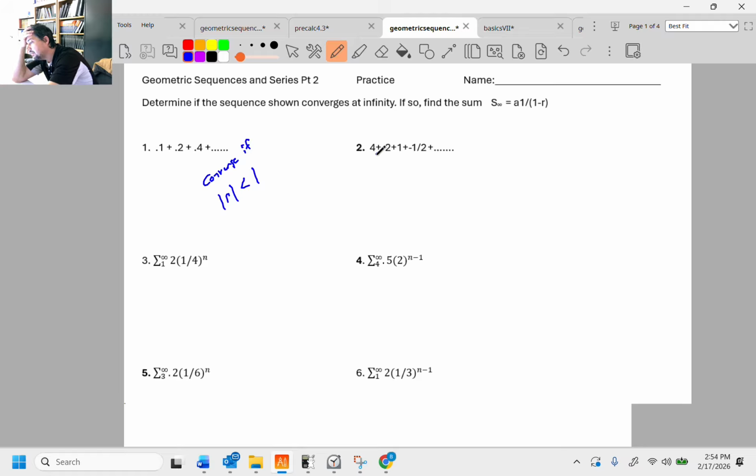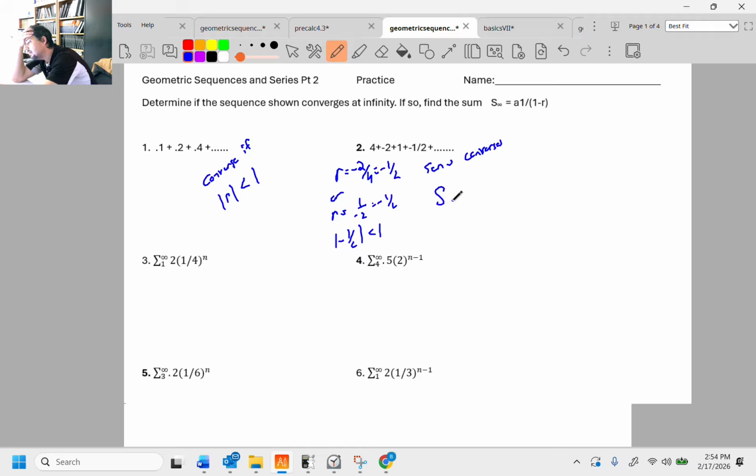All right, so let's see here. The ratio is going to be -2/4, which is -1/2, and I'm going to make sure that holds. Or the ratio is going to be 1/-2, which is also -1/2. The absolute value of -1/2 is definitely less than 1 because it's a half. So I know the series converges.